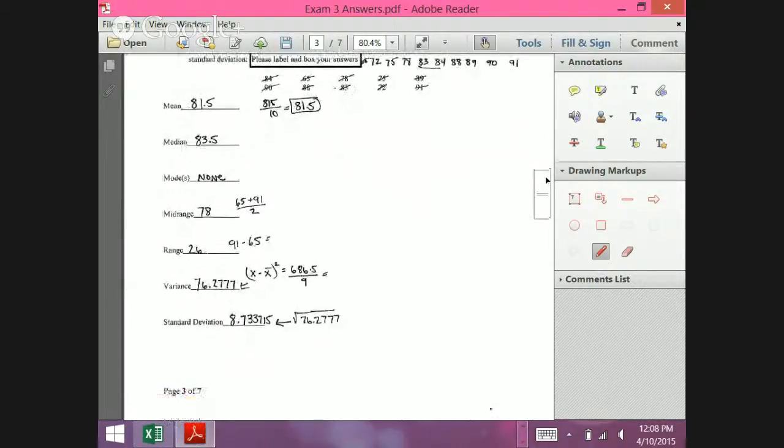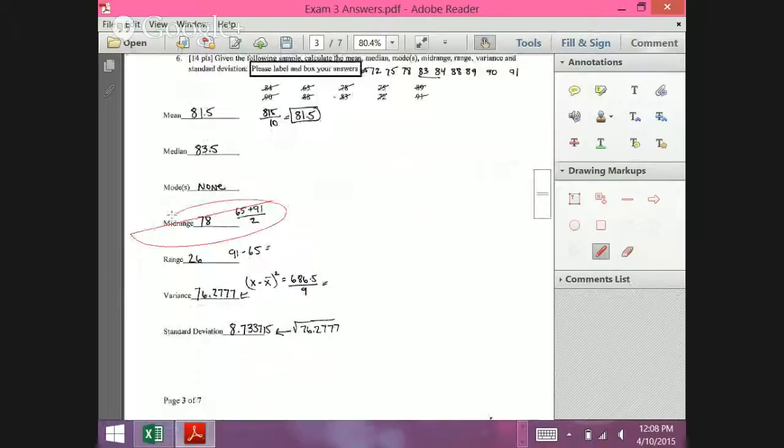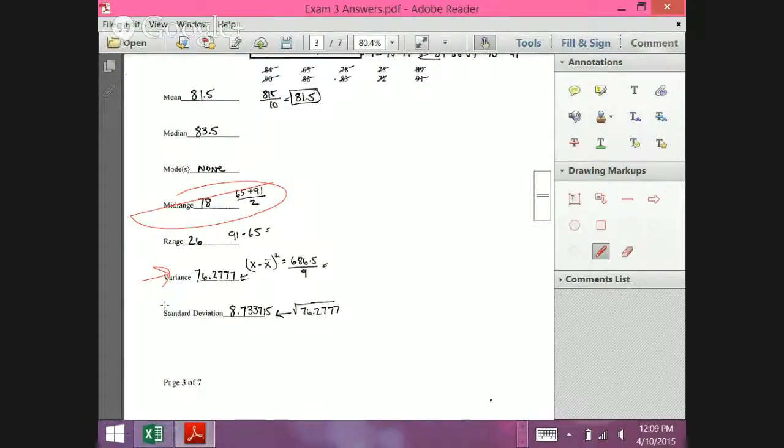Number 6, probably the thing students missed the most was mid-range. Some of them took 91 minus 65 over 2. That was a common mistake. The mean, median, mode, mid-range, range. Some of you switched range and mid-range. And then a common mistake on the variance was also a lot of you divided by 10 or didn't divide by any number. So you got a really large number there. So it was kind of hard to see. But most got full points on that page.